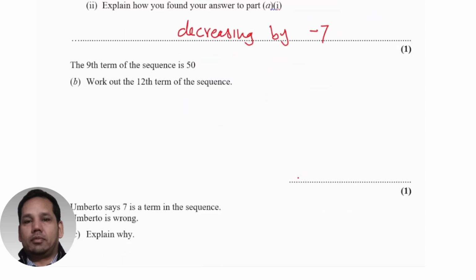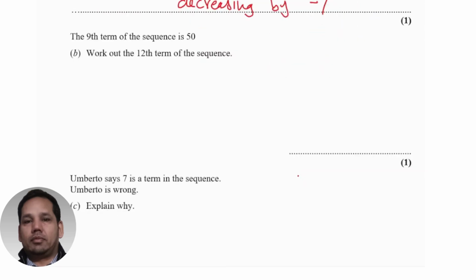So this is again one more question. The ninth term of the sequence is 50. Work out the 12th term. So what is the ninth term? So let's say the ninth term is 50. So we're looking for the 10th, 11th, and we're looking for the 12th term.